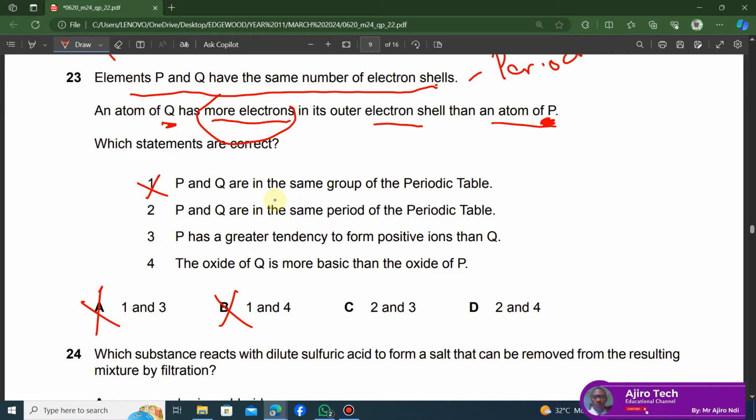We already said 2 is correct because P and Q are in the same period since they have the same number of electron shells. P has a greater tendency to form positive ions than Q. That's equally correct because if Q has more electrons in the outer shell than P, it means Q is tilting more to the negative ion. And that makes 3 correct. But let's look at 4. The oxide of Q is more basic than the oxide of P. No. All right? So in this case, option C is the correct answer.